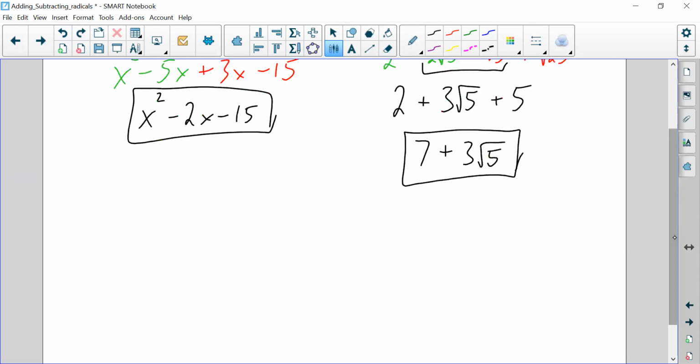Someone out there, not in this class, but someone's thinking, ooh, isn't it 10 rad 5? And the answer is no. If you want to get 10 rad 5, you need 7 rad 5s and then add 3 rad 5s. That'll get you 10 rad 5. But here you don't have that. You just have 7 plus 3 rad 5.